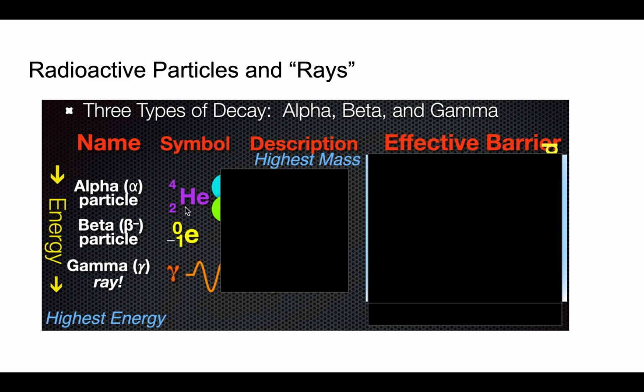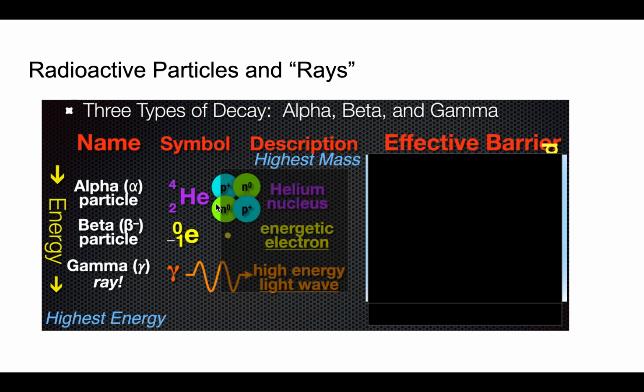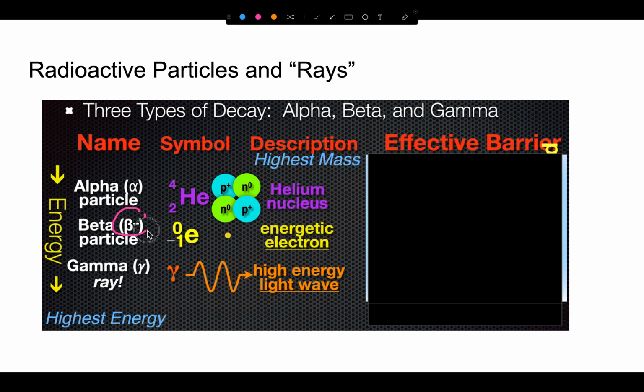This is actually a helium nucleus. So that's why alpha particle is written like that. This is actually an electron, which is written like this. You will see the beta particle written this way sometimes.